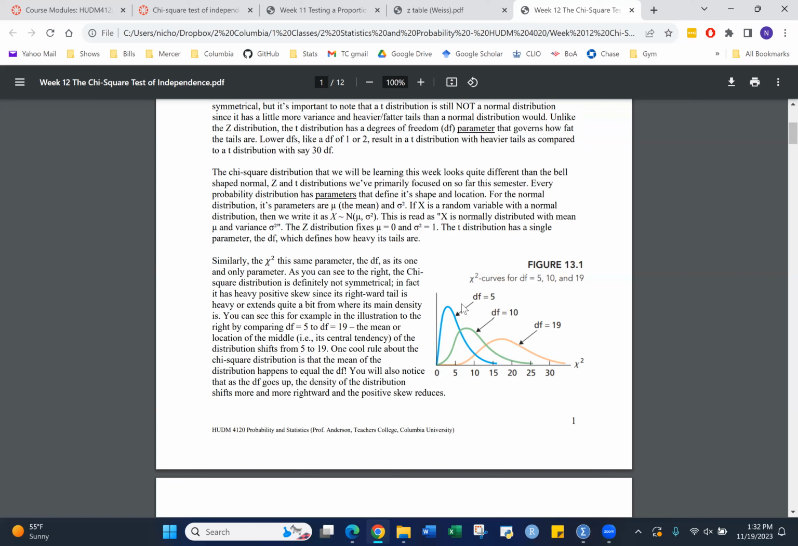But as you'll see in the practice problems in these notes and also in the homework, typically we're in a low df situation, which means the chi-square distribution does not really look normal when we use it for hypothesis tests most of the time.